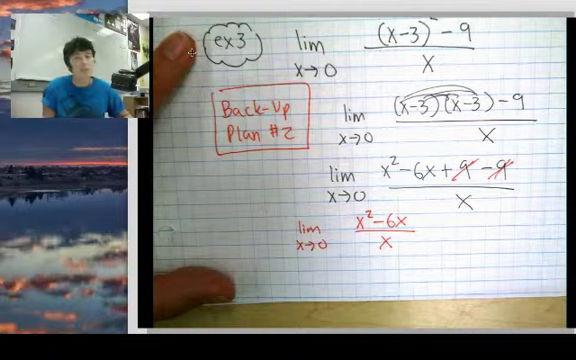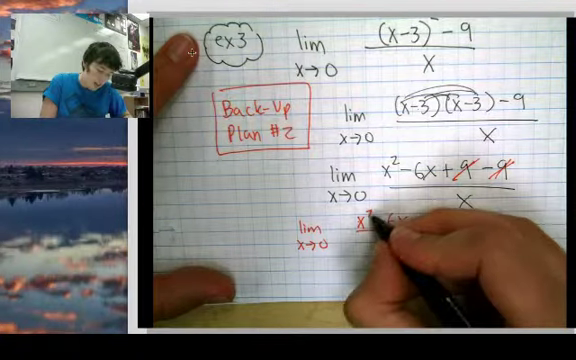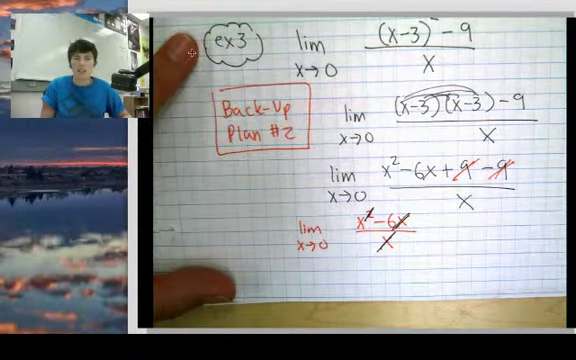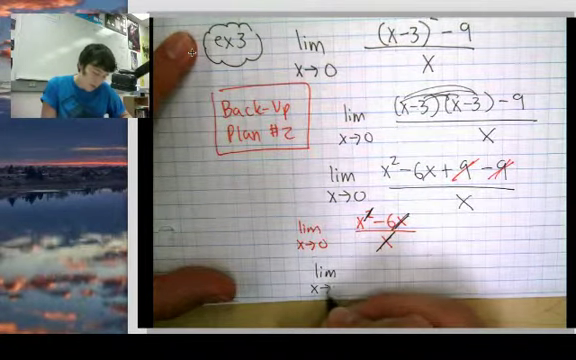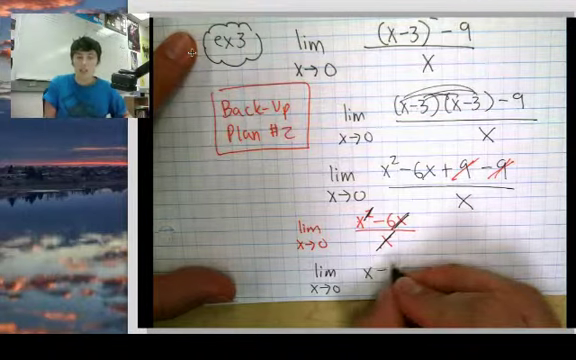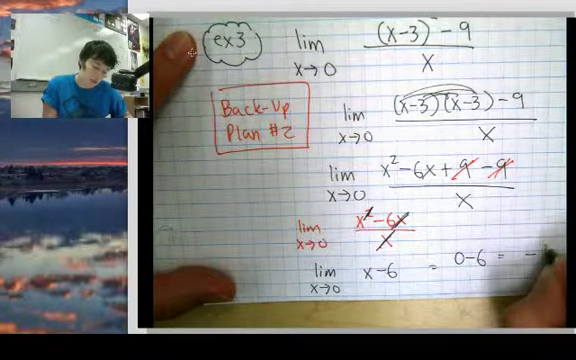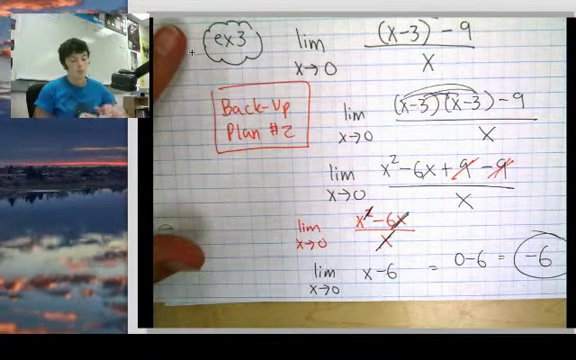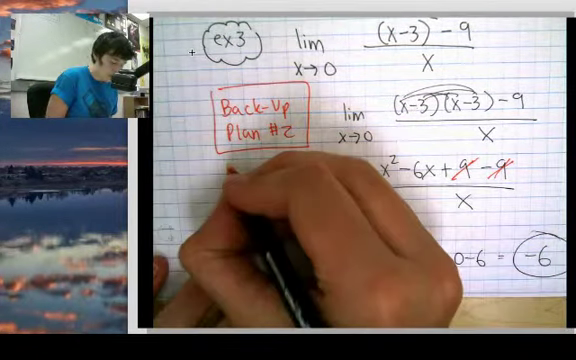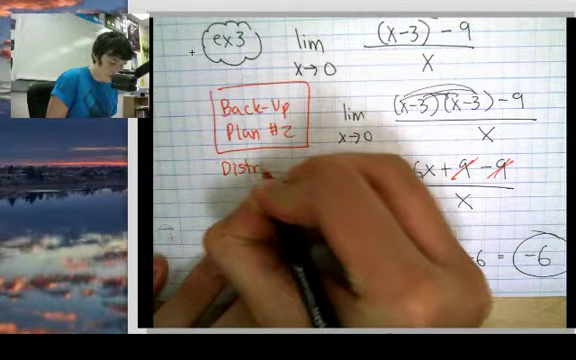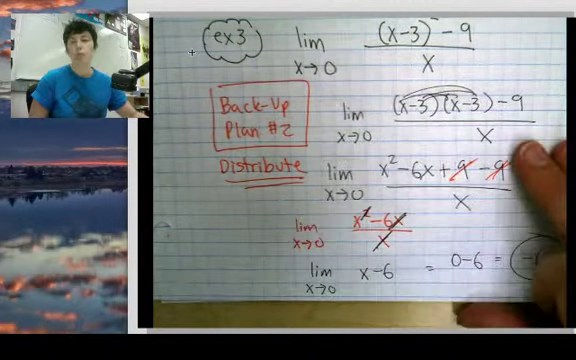I still have a fraction. I can't plug and chug yet, but every single item has an x now. So I can factor that out and cancel that out really easily, which means, clean that up, limit as x goes to 0. No more fraction, I have x minus 6. That's it. So plug in 0, I get 0 minus 6 equals negative 6. There's my answer. So backup plan number 2, we FOILed it out. It was the total opposite of factoring, and that means we distributed. So distribute, which works really well.